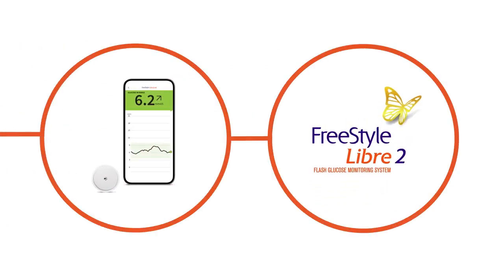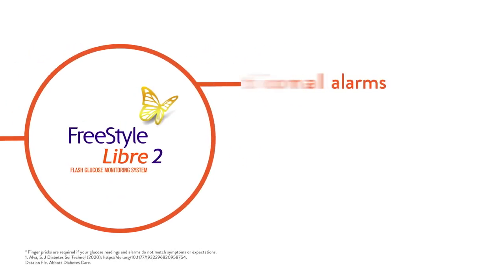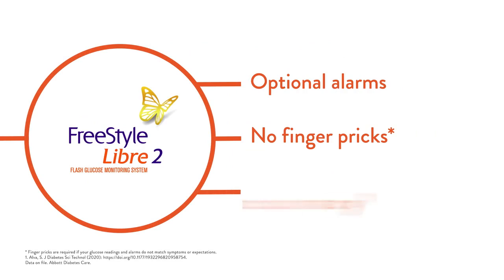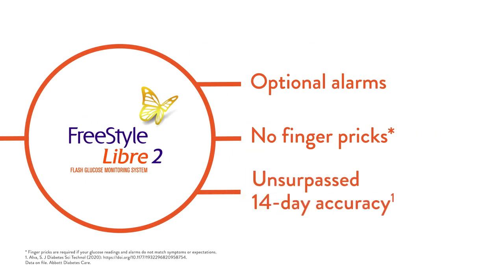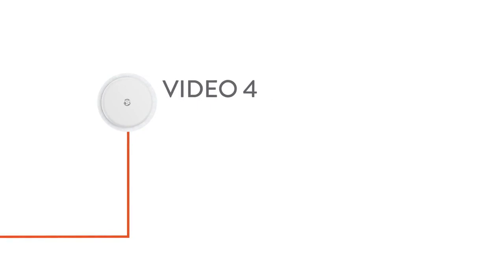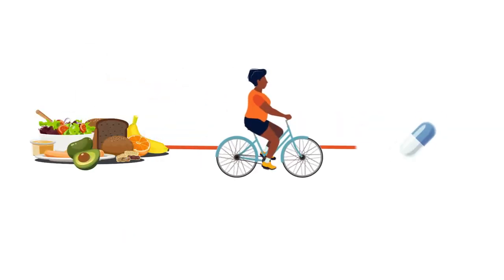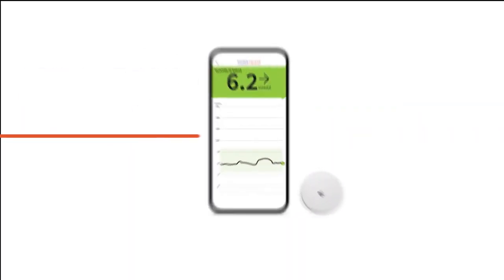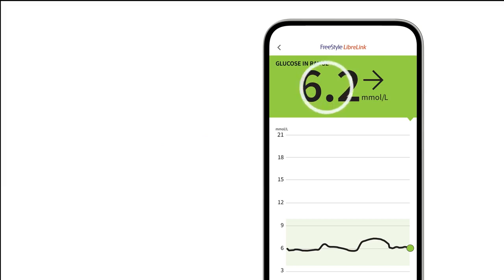The FreeStyle Libre system is a sensor-based glucose monitoring system used worldwide, with optional alarms for when your glucose level is too low or too high, no finger pricks, and improved accuracy, even in the low glucose range. In this video, you're going to learn how to read your scan. We'll talk about how food, activity, and medication can change your readings. So let's get started. You've scanned your sensor, and now what?